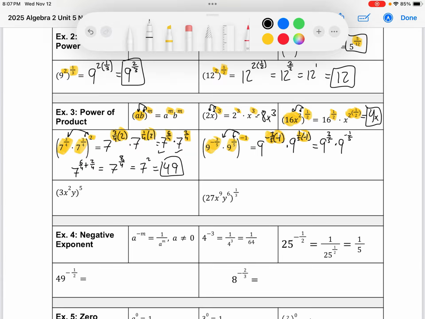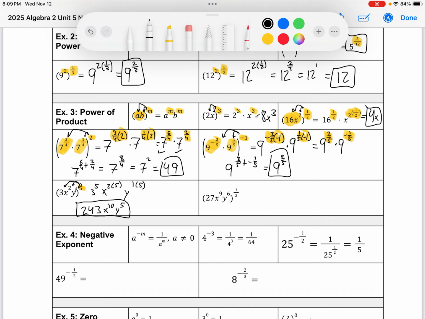Let's see, 3 to the power of 5, that would give me, what, 3, 9, 27, 81, and then 243. So 3 to the power of 5 would give me 243. x to the power of 2 times 5 is x to the power of 10, and y to the power of 1 times 5 would be y to the power of 5.